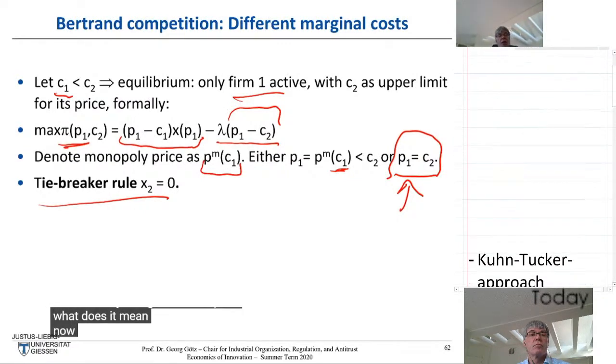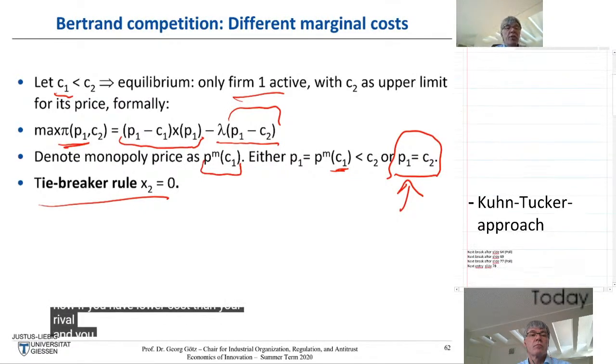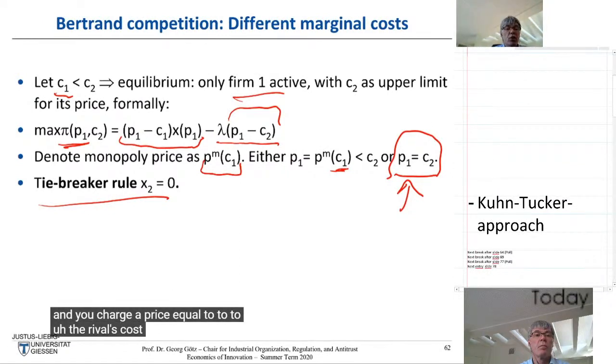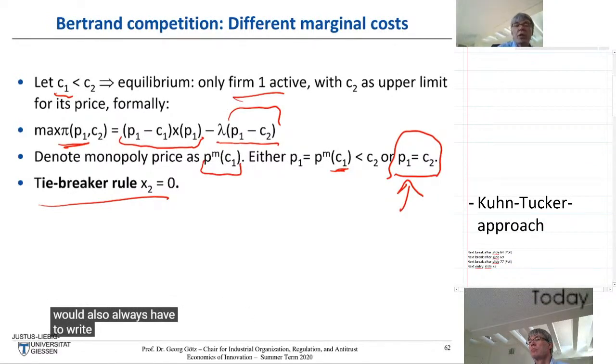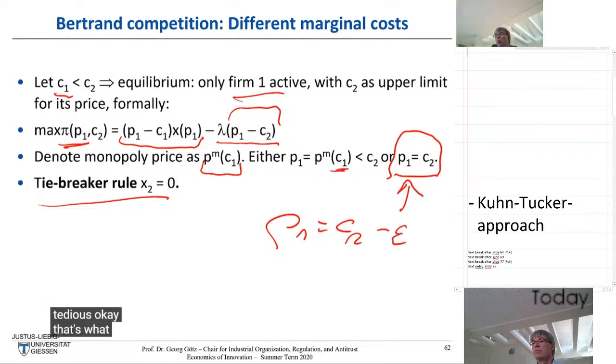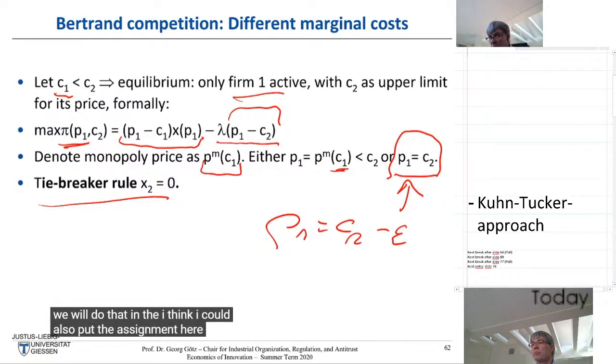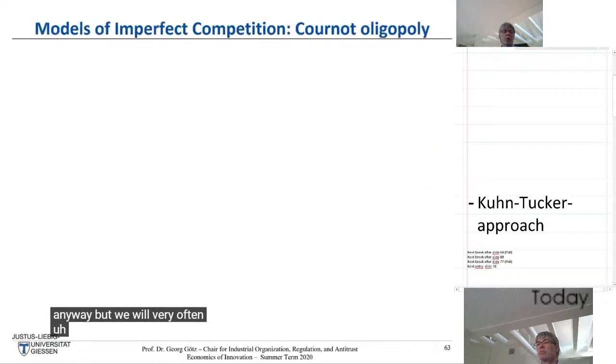What does it mean? If you have lower costs than your rival and you charge a price equal to the rival's cost, we just assume, and this is what is called the tiebreaker rule, that the rival then produces nothing. The rival is indifferent between any production quantity when making 0 profits, and we just want to save on notation here. Otherwise, we would also always have to write P1 is C2 minus some epsilon, but this is just tedious. That's what we are not doing here. Is that clear so far? Hopefully. I think I could also put the assignment here as well. I think this might be in the second assignment anyway, but we will very often use and look into that.